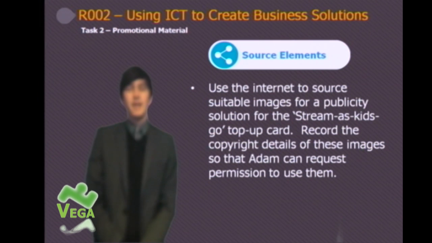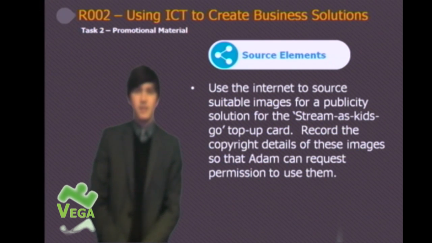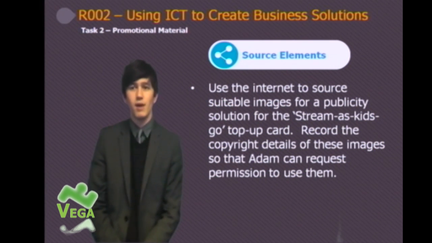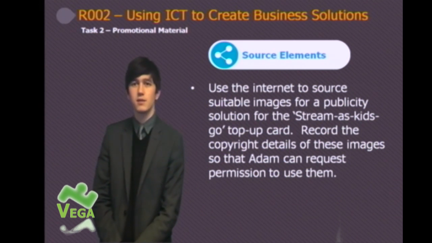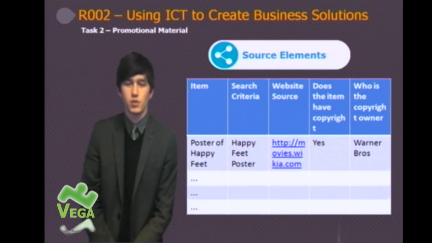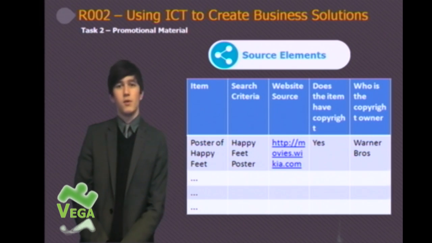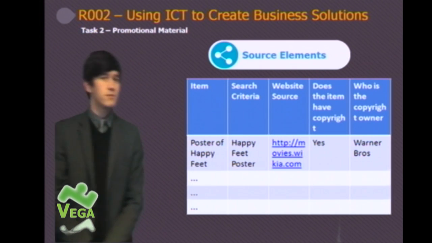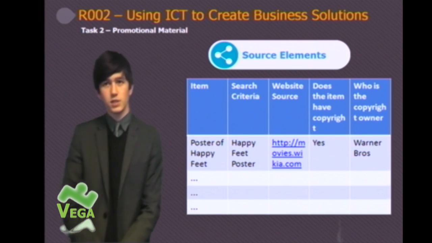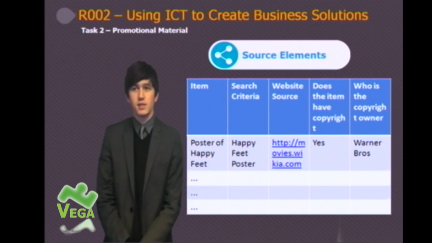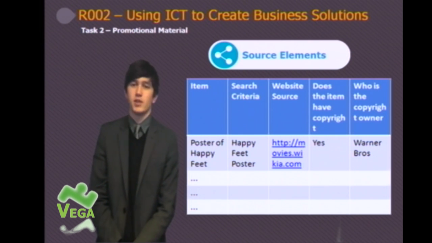You need to use the internet to get this information. So finding relevant images will need to be completed, and you need to put it into some kind of source table. So this example here, I've got item, I've got the search criteria that I looked for, got the website source, does this item have copyright, and who is the copyright owner.